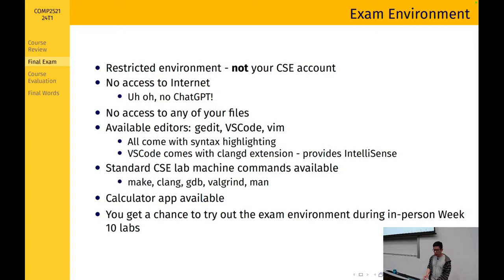In this environment, you're given access to these main editors: gedit, which is a really basic minimal text editor, VS Code as well, and also Vim, if you like using Vim. You get basic syntax highlighting with these editors. VS Code comes with an extension that provides IntelliSense, so autocompletion.